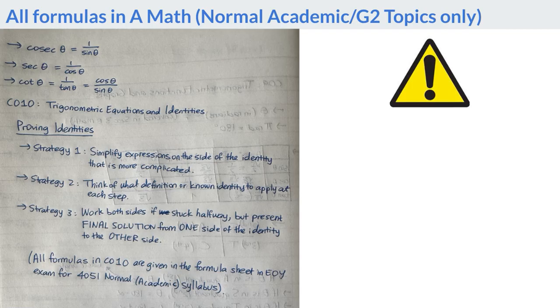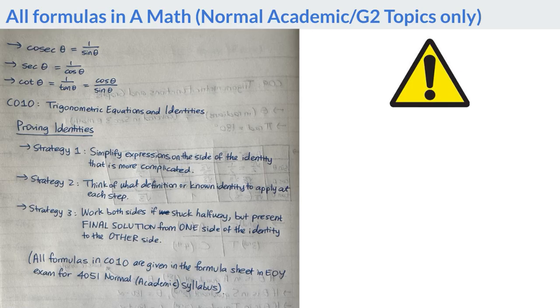Because trigonometric equations are about the same as quadratic, just that this time around there's only sine, cosine, tangent involved. It's about the same thing. Right? So to prove the identity, the first strategy you use is to simplify the expression on the side of the identity that is more complicated.